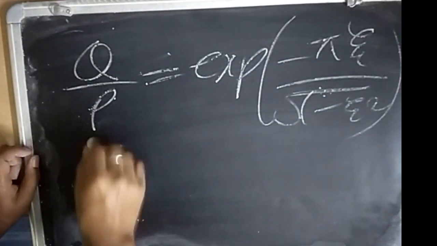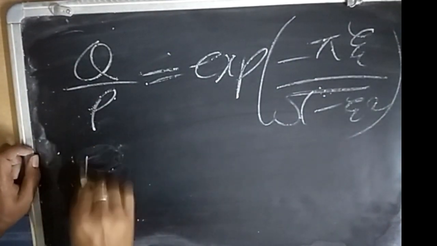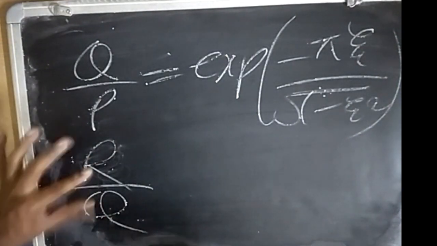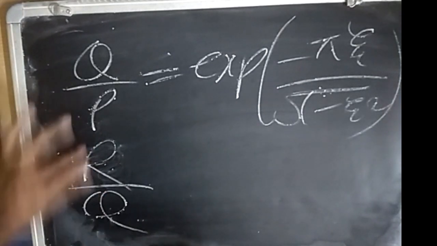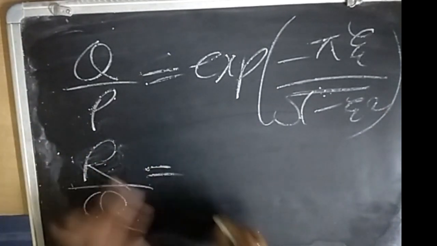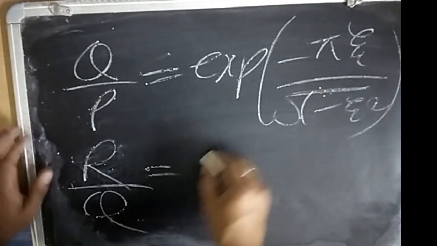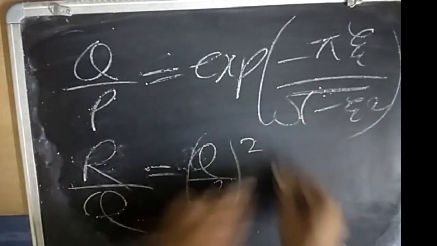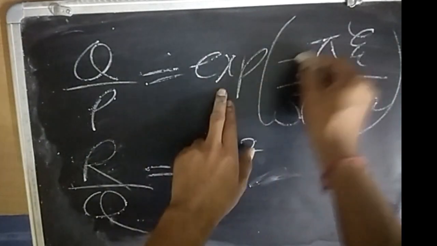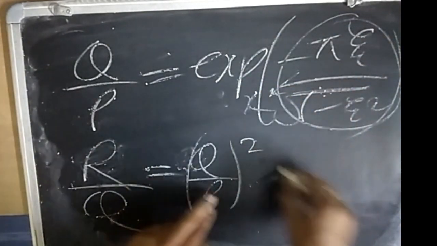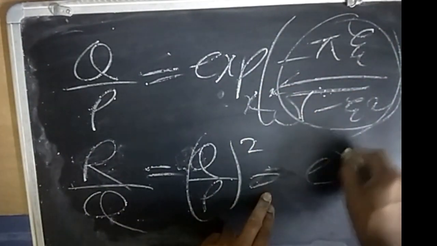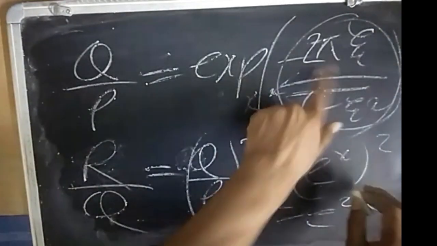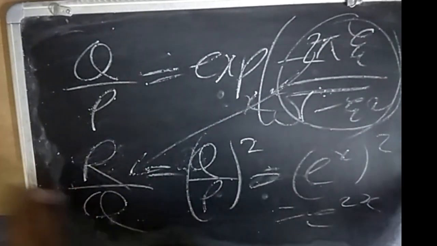Now another thing is the decay ratio. This is my second peak, this is my first peak, and this is how much decay there is in the peak. So the decay ratio, the second peak by the first peak, is just overshoot square, so Q by P whole square. If e raised to power x whole square, then it is e raised to power 2x. That means we can multiply here too, and that would be my decay ratio.